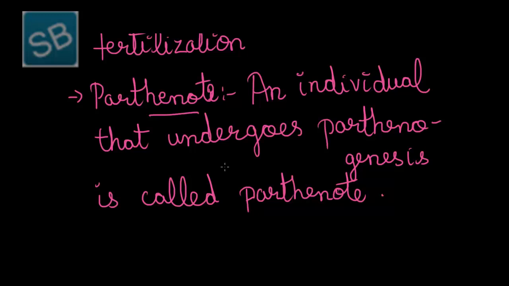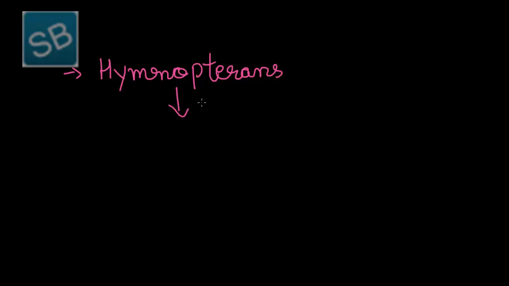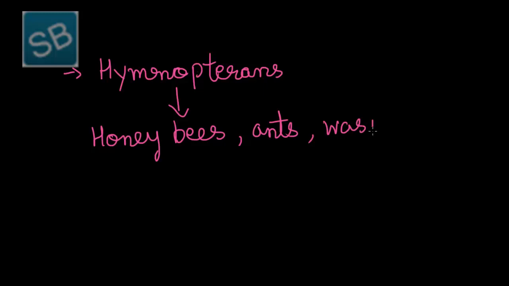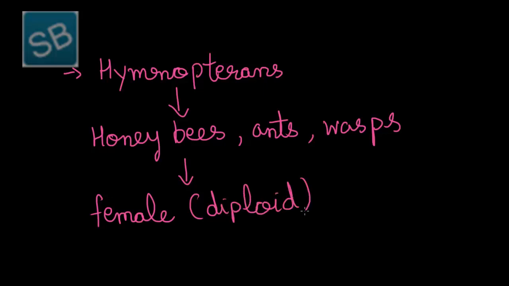Thus, in this type of mechanism, generally parthenoid organisms or individuals are involved. Such a mechanism generally occurs in animals that belong to the order Hymenoptera. Animals belonging to this group include honeybees, then ants, wasps, and many others. In this mechanism, both females and males are involved; the females are diploid in nature, while males are haploid in nature.